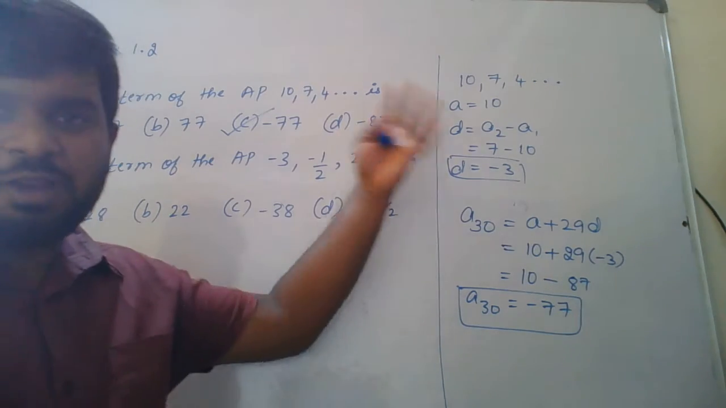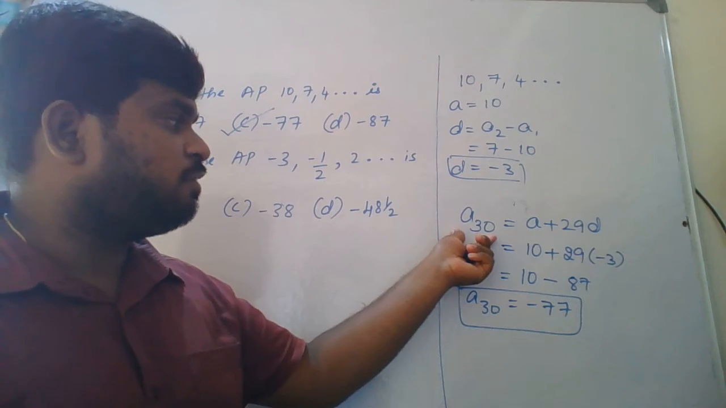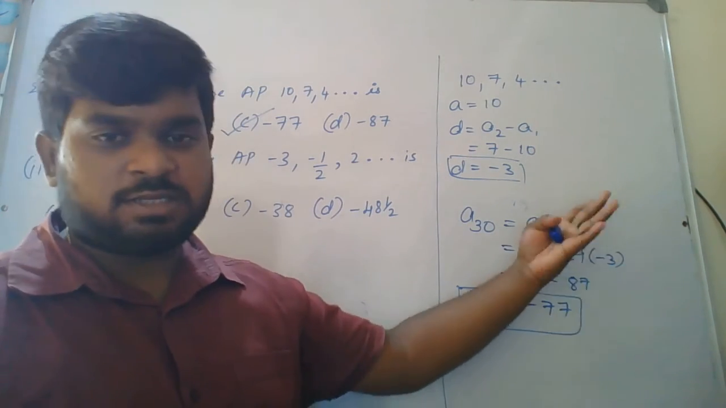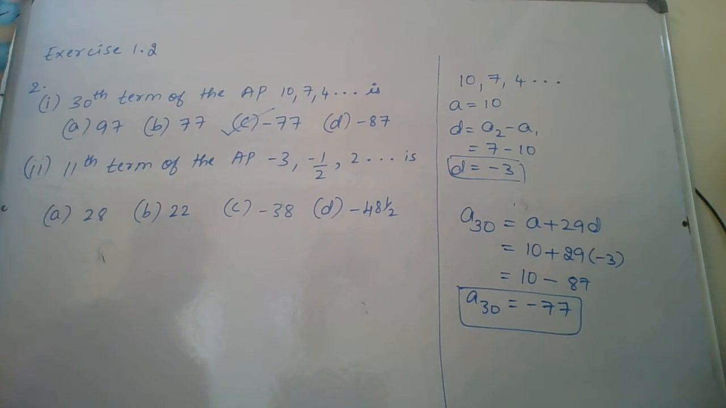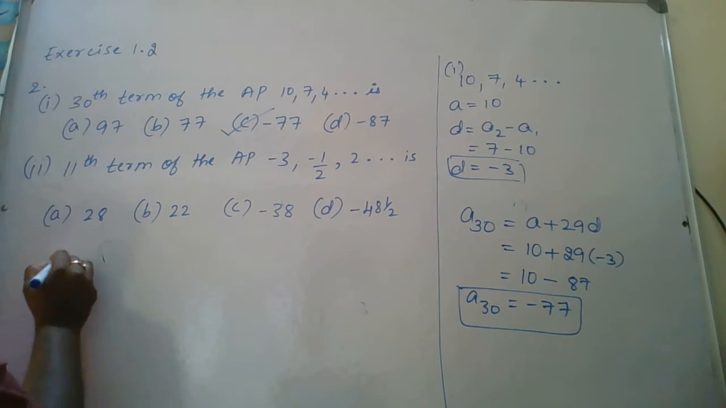Very simple. We found the value of A, we found the value of D. Then we need the 30th term. So the 30th term is given by A plus 29D. The A value is 10, the D value is -3. Substitute it, calculate it, you will get the answer. Very simple. Similarly, let's go to the next one. This is our first question. Okay, let's go to our second question.